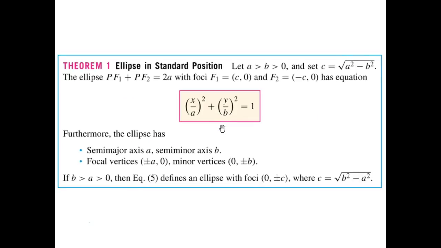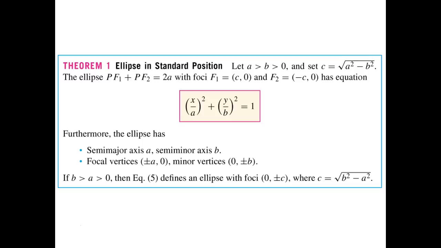An ellipse in standard position, with the center at the origin, as long as a is greater than b is greater than 0. They put the a with the x, so this is always going to be an ellipse with the football lying along the x-axis. It's not a football yet, but it would be. Set c to be the square root of a squared minus b squared. We haven't done that yet, so don't sweat it.